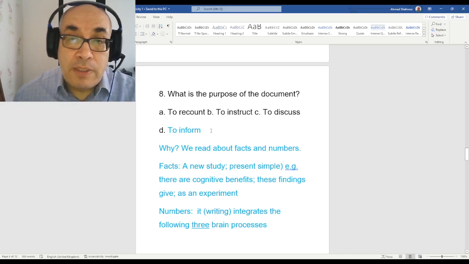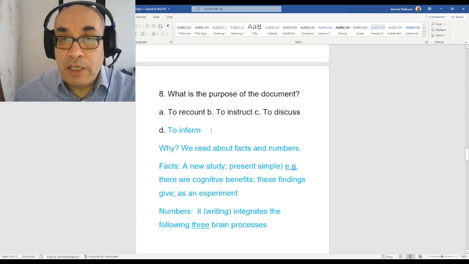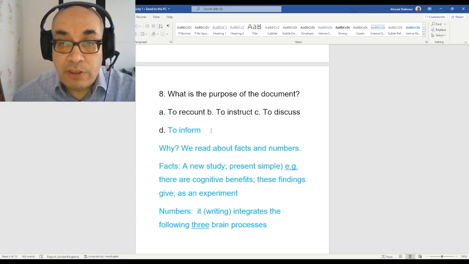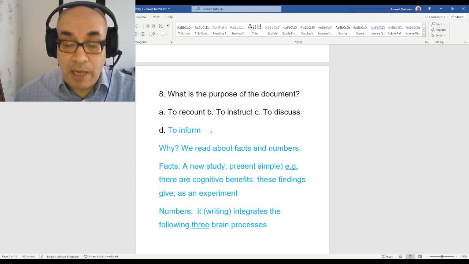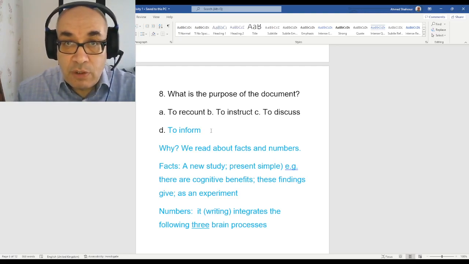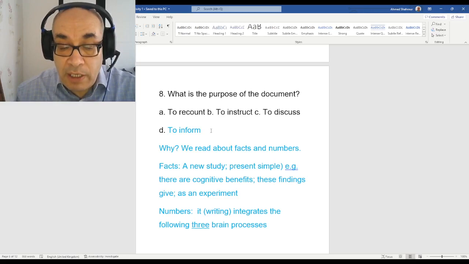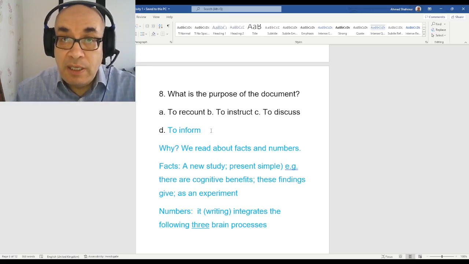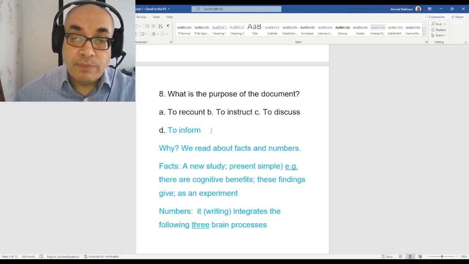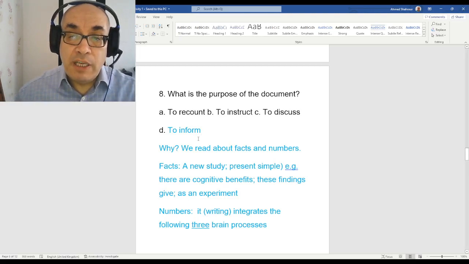Now, I always say anything we read gives information. Anything we read informs us. But don't take inform in your exam unless you see facts and numbers. Do not take inform in your exam unless you see facts and numbers. If you see many facts and numbers, then the text is informative or the text gives information. So why does the article inform us?